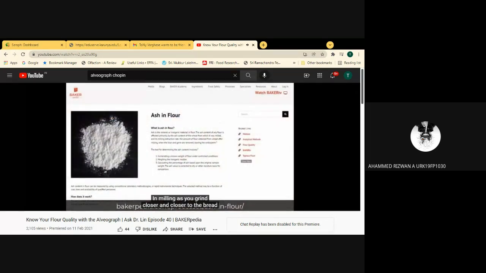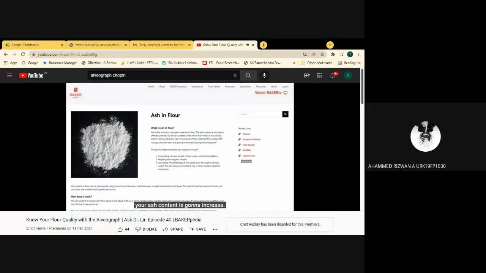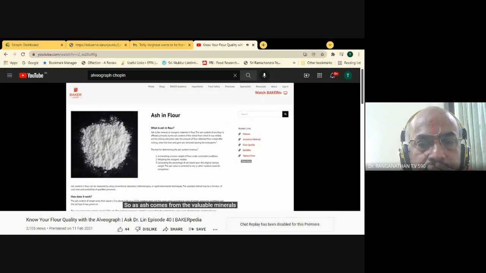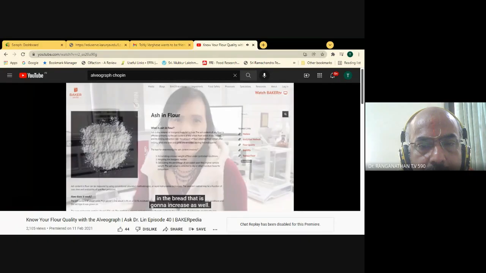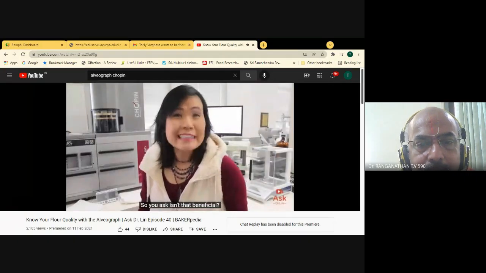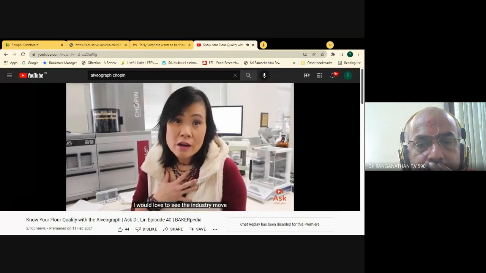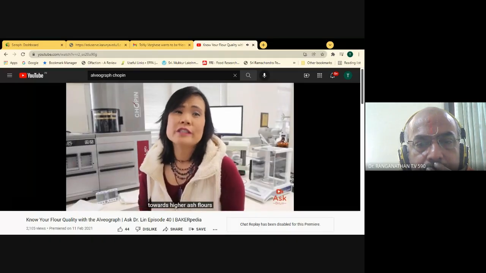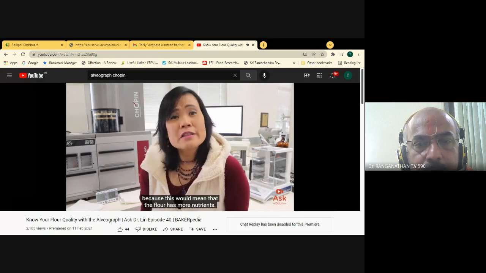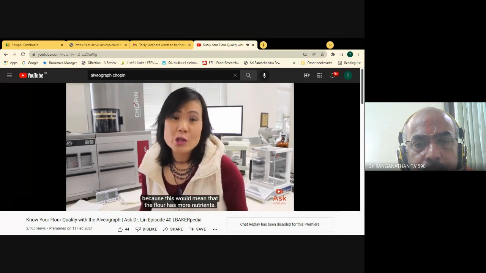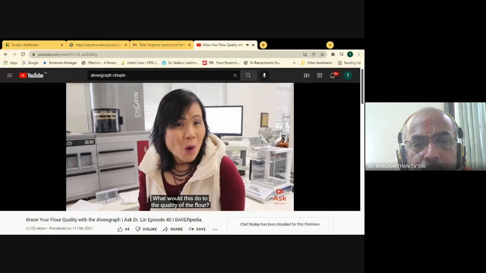In milling, as you grind closer and closer to the bran, or choose to have higher extraction flour, your ash content is going to increase. So as ash comes from the bran, in wholemeal flour that is going to increase as well. So you ask, isn't that beneficial? Yes, it is. I would love to see the industry move towards higher ash flours because this would mean that the flour has more nutrients. What would this do to the quality of the flour?